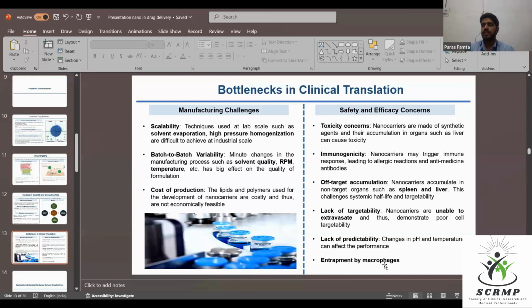So we also need to work on this aspect of the nanocarriers such that we can improve the site specificity or targetability of the nanocarrier. Lack of predictability also, as I have told you, a minute change in pH and temperature can affect the performance. Like in a tumor, there is a certain change in pH and temperature. So this pH and temperature can also affect the performance of the nanocarrier. Entrapment by macrophages, I have already told you. These macrophages try to eliminate the nanocarriers, and if the nanocarriers are eliminated, we are unable to see any activity.